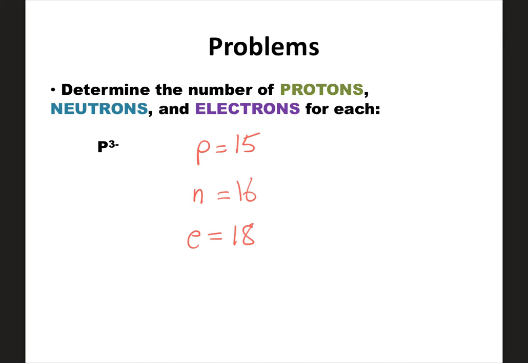Hopefully these are the numbers you got for P3-. Again, when you look up phosphorus on the periodic table, it has an atomic number of 15, so that's the number of protons. But the 3- means it gained 3 electrons. So it has to have 3 more negatives than positives. The electrons have the negative charge, so it has to have 18 electrons. And you determine the neutrons the exact same way by subtracting. All right, so you should be able to determine the number of protons, neutrons, and electrons for any element, whether they have a charge or not.